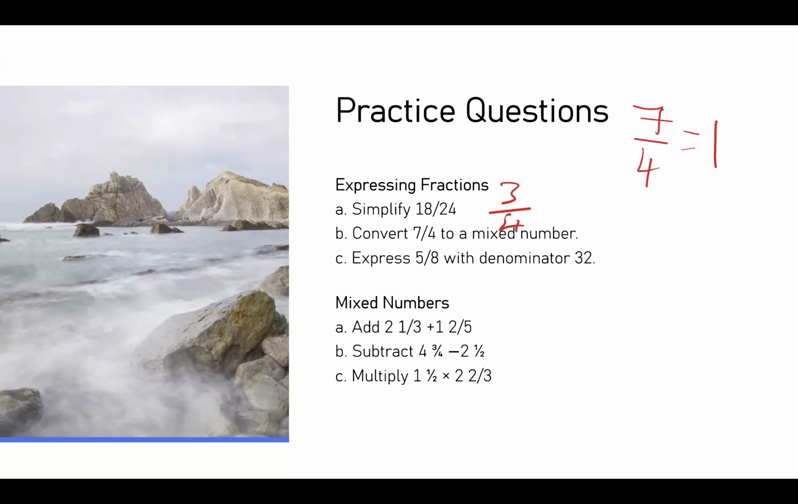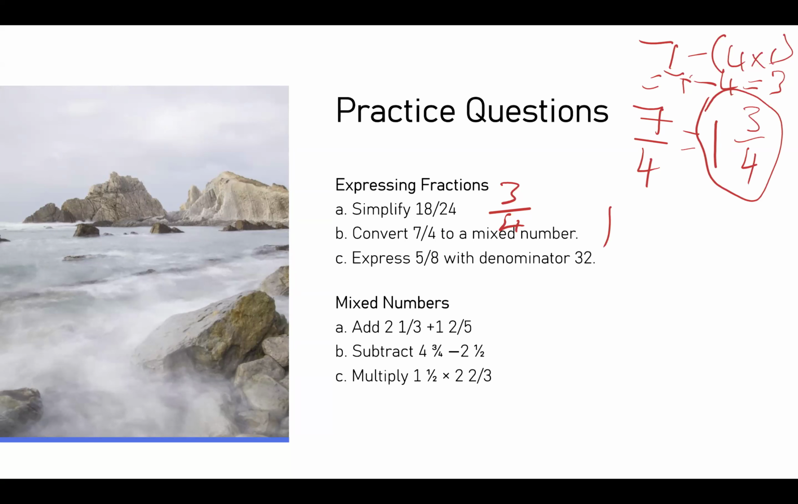So 4 times 1 is 4. 7 take away the answer. So 7 take away 4 times 1 equals 7 take away 4, which equals 3. So the top number would be 3, and the bottom number would remain the denominator, which is 4. So 1 and 3 quarters as a mixed number.